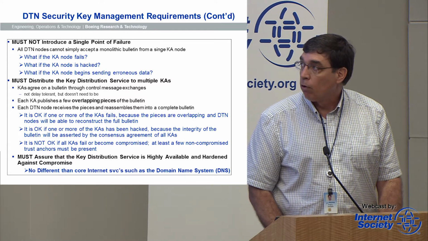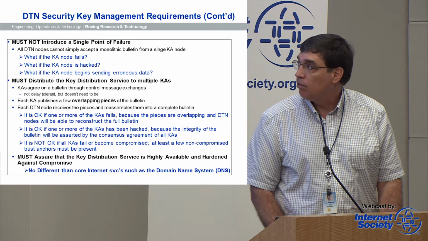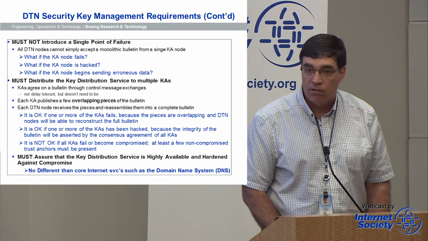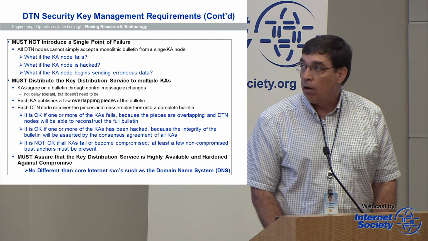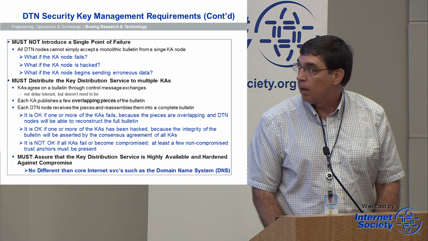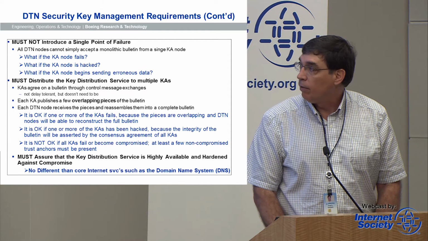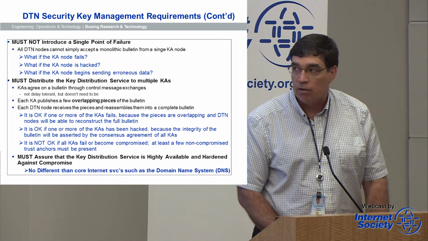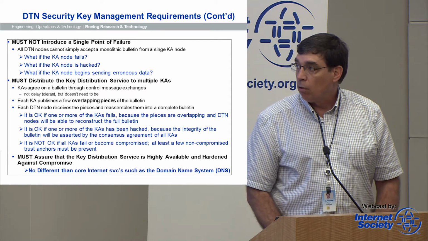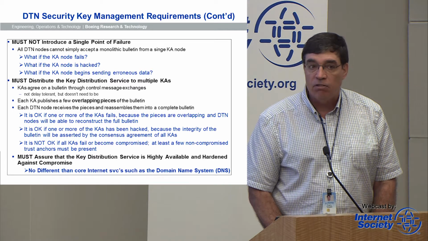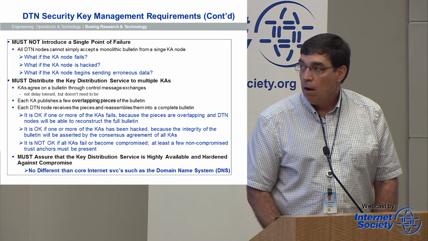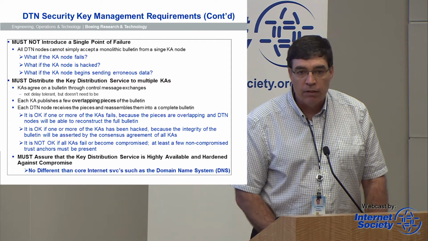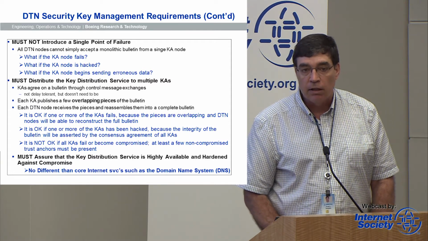It's okay if one or more of the key authorities has been hacked because the integrity of the bulletin will be asserted by the consensus agreement of the remaining KAs. But it's not okay if all key authorities fail or become compromised. At least a few non-compromised trust anchors must be present. So also we must ensure that the key distribution service is highly available and hardened against compromise. But that's not really very much different than any other critical infrastructure in the internet today.